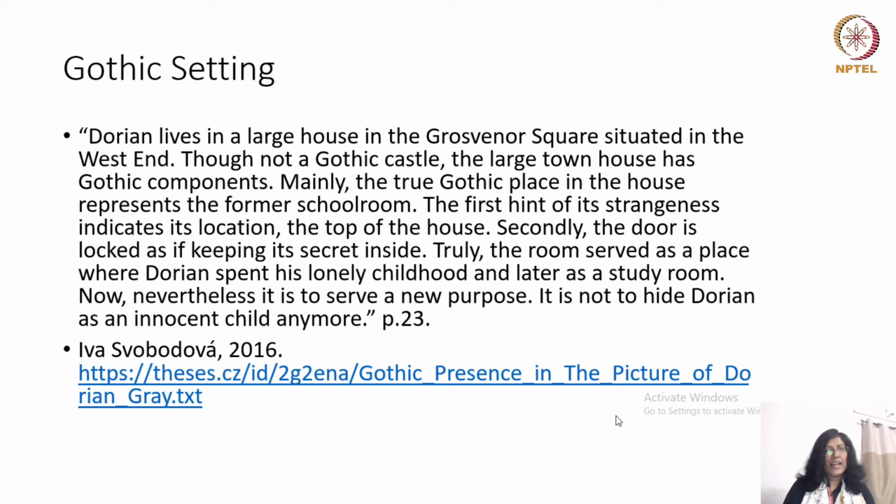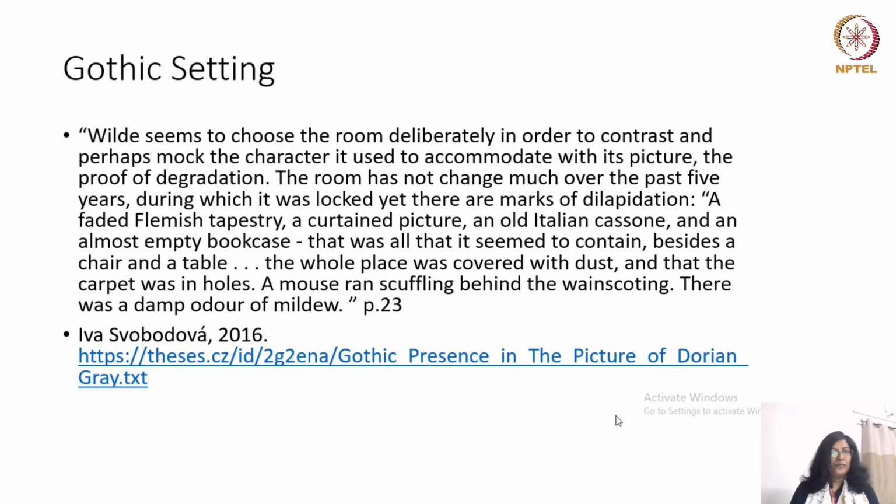Secondly, it's kept locked up, as if it's hiding a secret inside. That room was the space in which Dorian lived out his childhood, his lonely childhood. And that space later became his study, once again implying loneliness, being removed from everybody. Isolation, Gothic isolation. Now, this space again serves a new purpose, but it's not to offer refuge to an innocent mind. It has another dark purpose. Wilde seems to choose the room deliberately in order to contrast and perhaps mock the character it used to accommodate. With its picture, the proof of degradation, the room has not changed much over the past 5 years, during which it was locked.